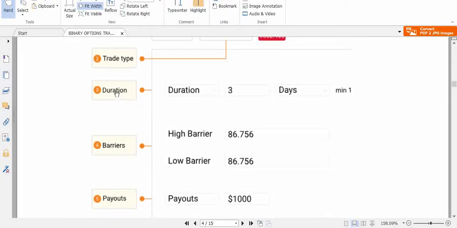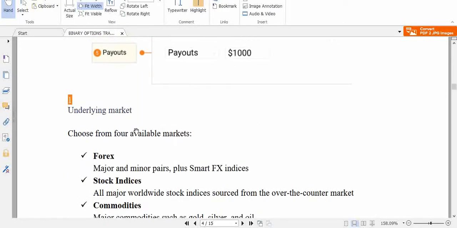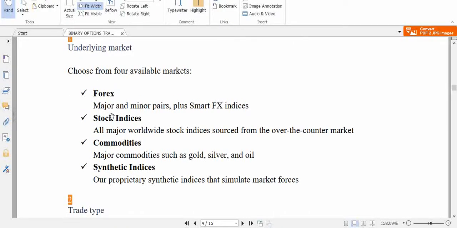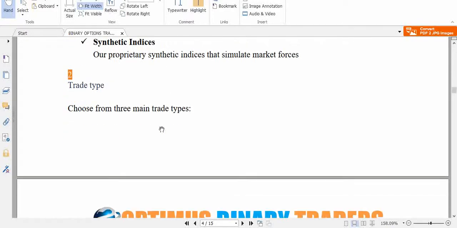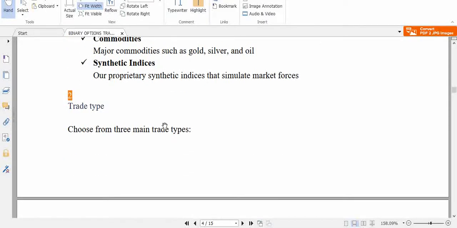Then you have to make a selection on the duration, that is the time, how long do you want the trade to take. Then we have barriers, that is if they will be there. Then we have payouts. So there are various markets that you can choose to trade on. You can trade forex. We have major and minor pairs plus smart forex indices. We have stock indices, we have commodities, we have synthetic indices. So you choose which market you want to trade on.